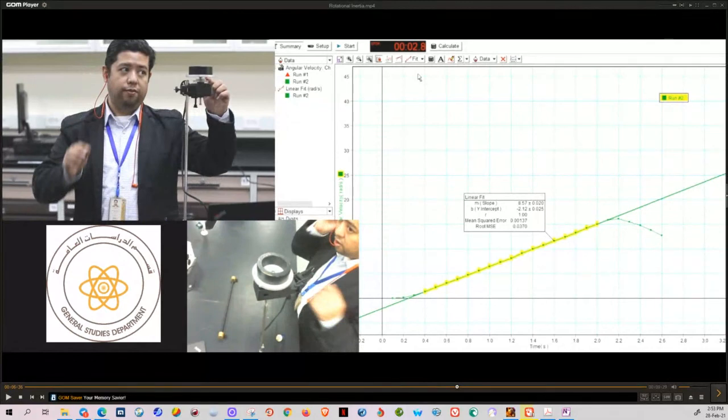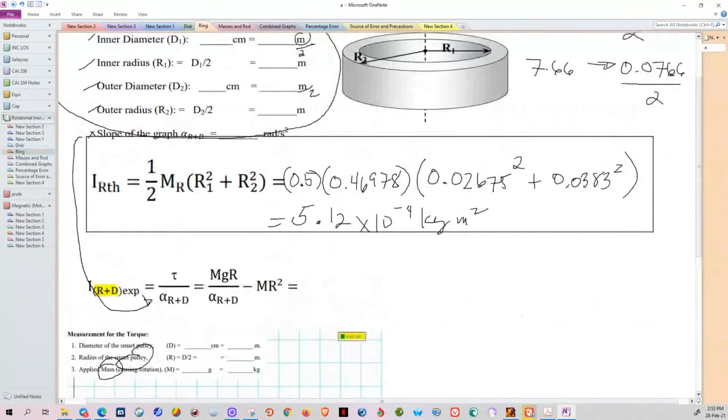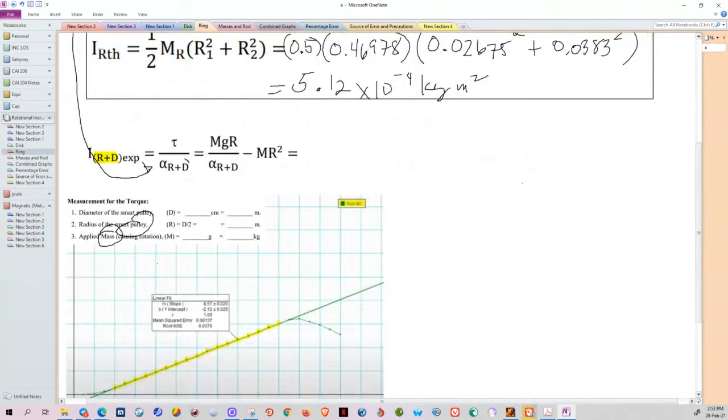Okay. You see the slope, Shabab? 8.57. Okay, done? Let's minimize this one and let's go to our slope for our ring. Write the slope here, 8.57. Okay, you will use that slope, substitute it here.